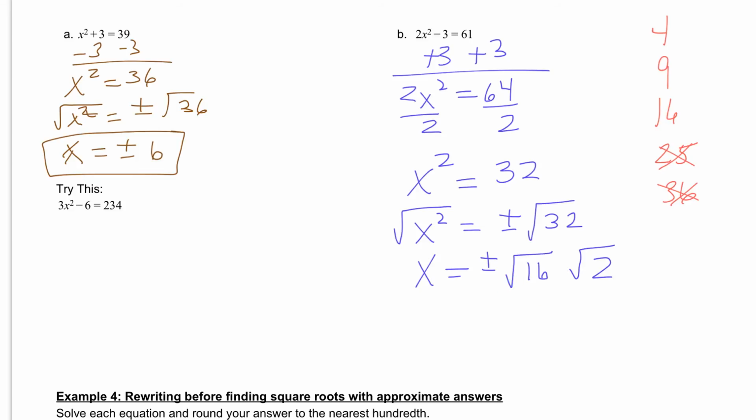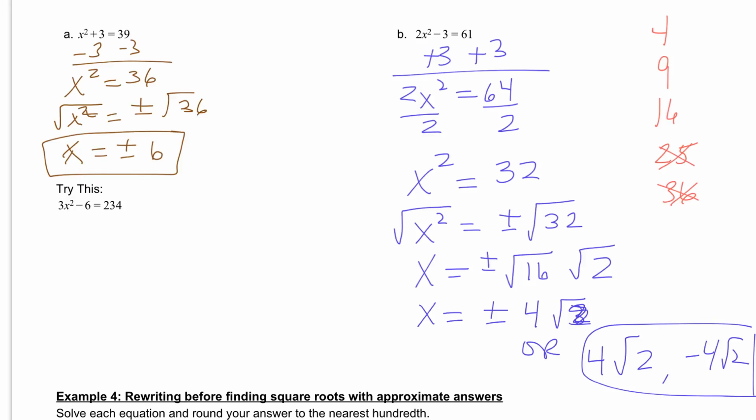But now I have this perfect square that I can evaluate, and I get x is equal to plus or minus 4 square root of 2. Or I can write it as 4 square root of 2 and negative 4 square root of 2.